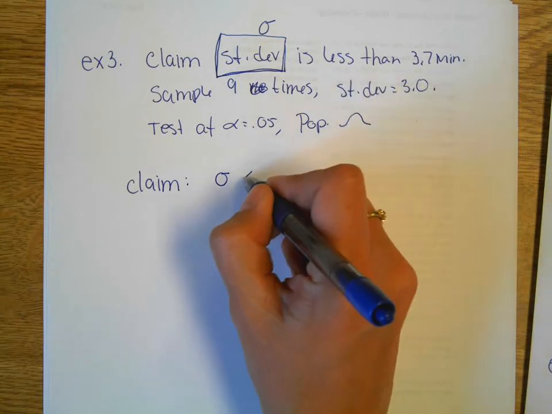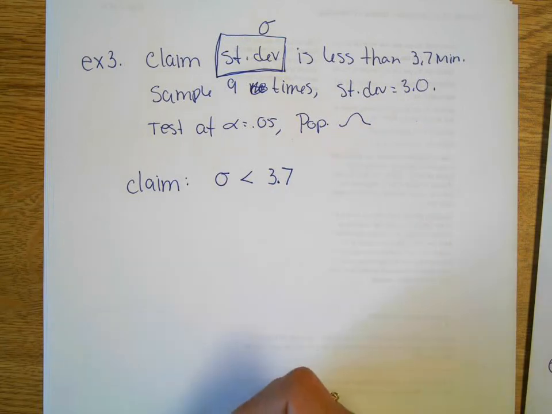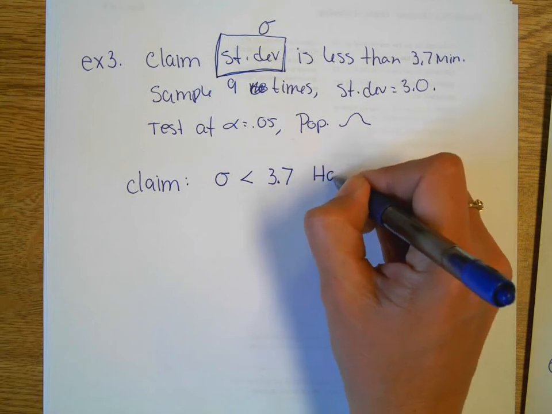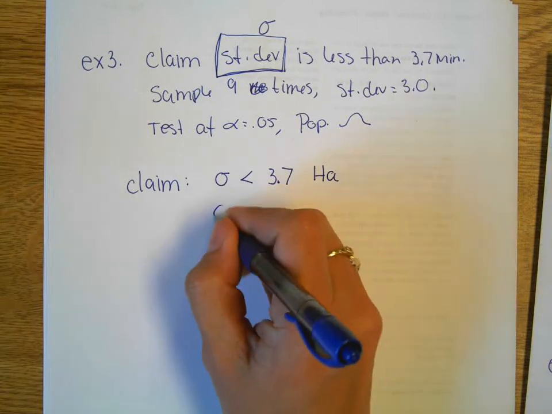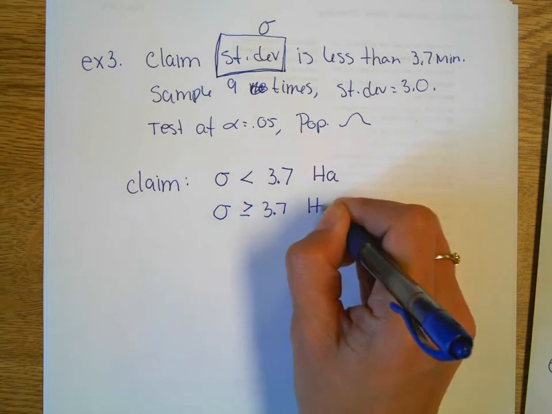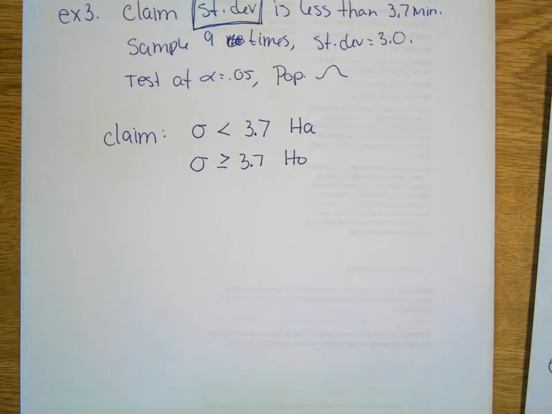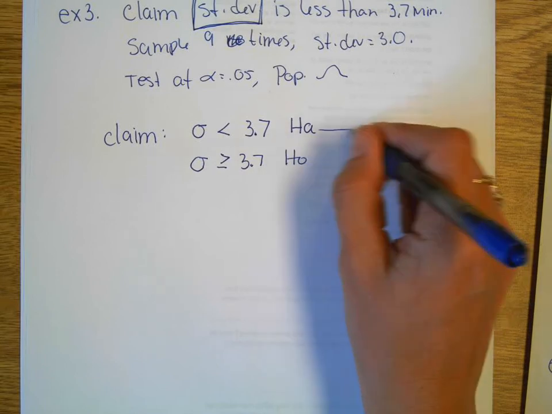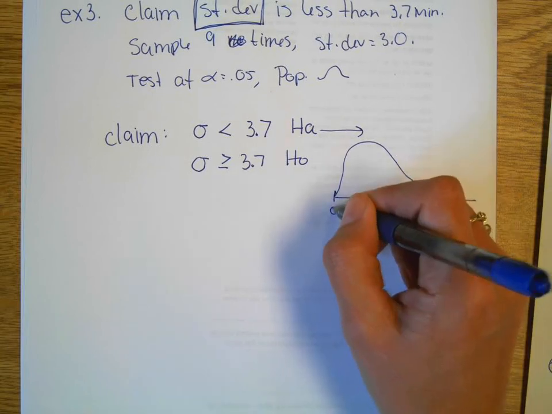Less than 3.7. Making the claim the Ha. There's the Ho. And where are we shading? Left. The Ha says to the left.